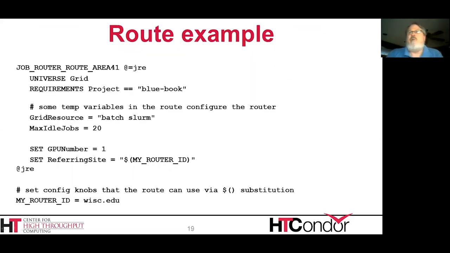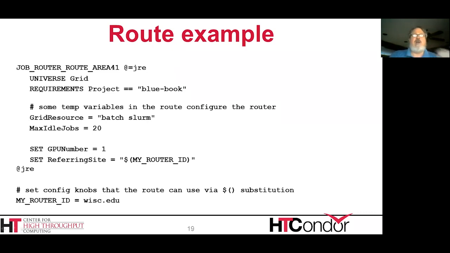So here's an example of a route in the new syntax. The name of this route is going to be area 41 because that's the tag at the end of the knob name. We're going to say that we only want to route jobs that have project blue book already assigned in the job ad. We're going to route them to a Slurm batch system. This particular batch system has a max idle. We're going to change it to 20. There's a default, I believe, of 100.